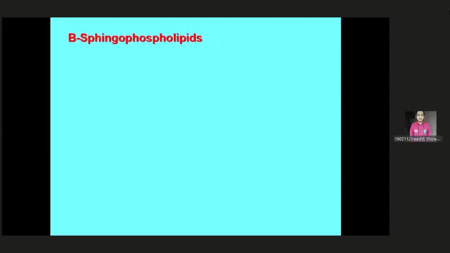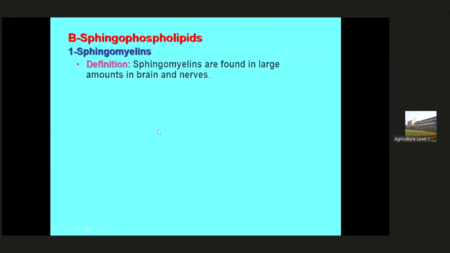And the second group is the sphingophospholipid, where instead of the glycerol, sphingosine or sphingomyelin is present. This is called sphingophospholipid. So this member is sphingomyelin. Definition: sphingomyelins are found in large amounts in the brain and nerves.